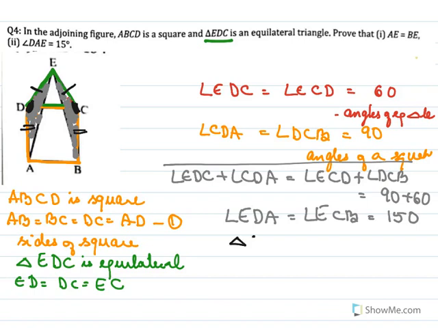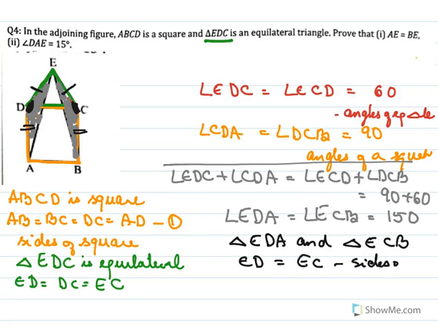So we have triangle EDA and triangle ECB. We have ED equal to EC, sides of the equilateral triangle, and we have AD equal to BC, sides of the square, and the angles are equal. Angles EDA, the central angle, is equal.